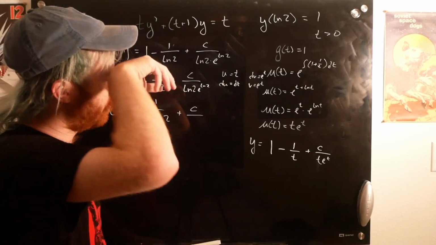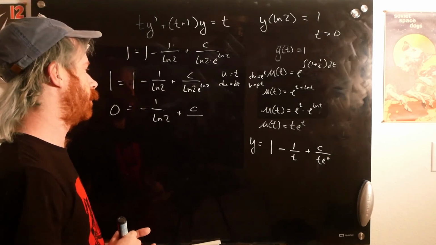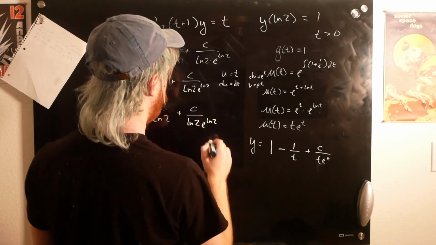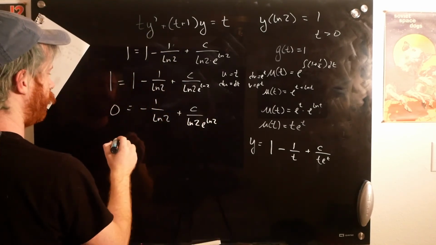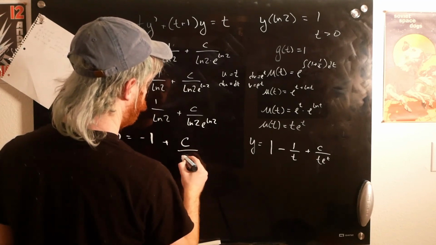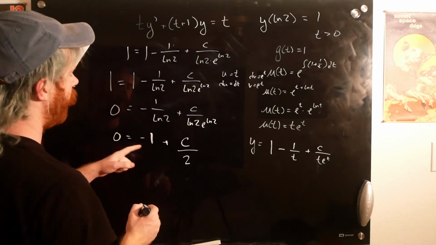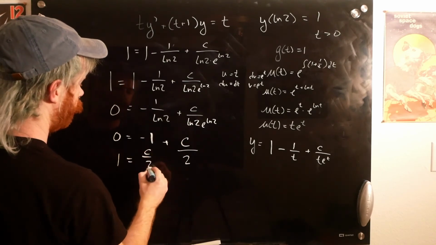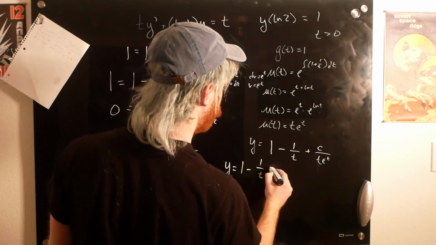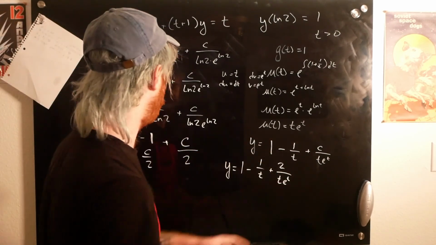I found it. I didn't really make a mistake, I just had to play with it for a second. So if you just keep this in terms of ln 2 times e to the ln of 2, right? And then you just multiply by ln of 2, you're left with 0 equals negative 1 plus c over 2, right? And then you would add 1, so 1 equals c over 2, and then multiply by 2, so c equals 2. So your answer is going to be y equals 1 minus 1 over t plus 2 over t e to the power of t. Replacing c with 2.